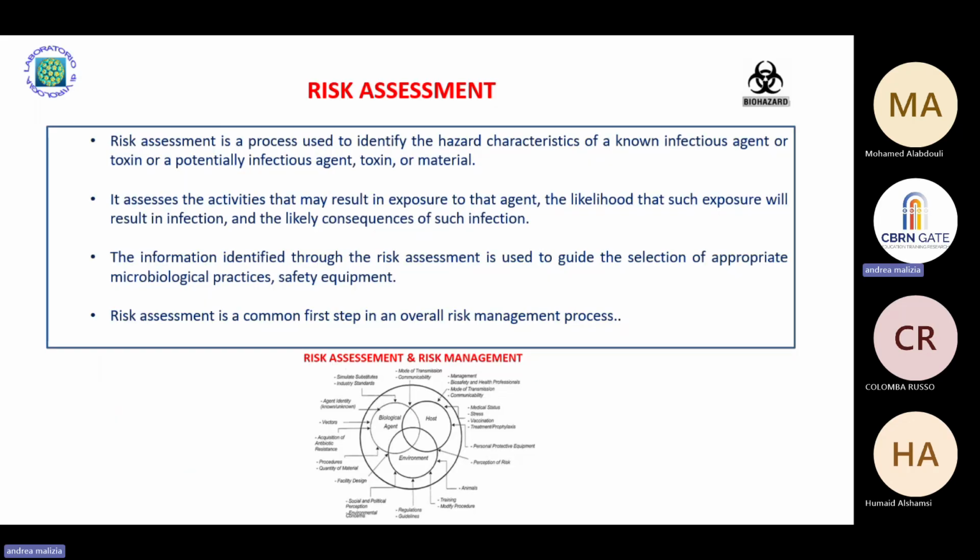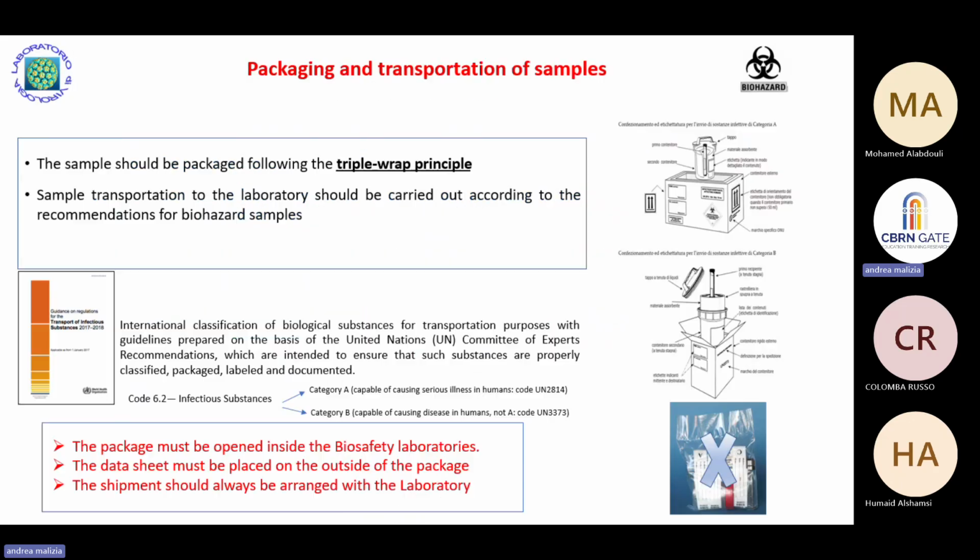When you manipulate pathogen group 3 or 4, risk assessment is very important because before you work with a pathogen, you must know the pathogen. What is the pathogen? The pathogenicity, the period of incubation, and so on. And it's very important to study this pathogen.